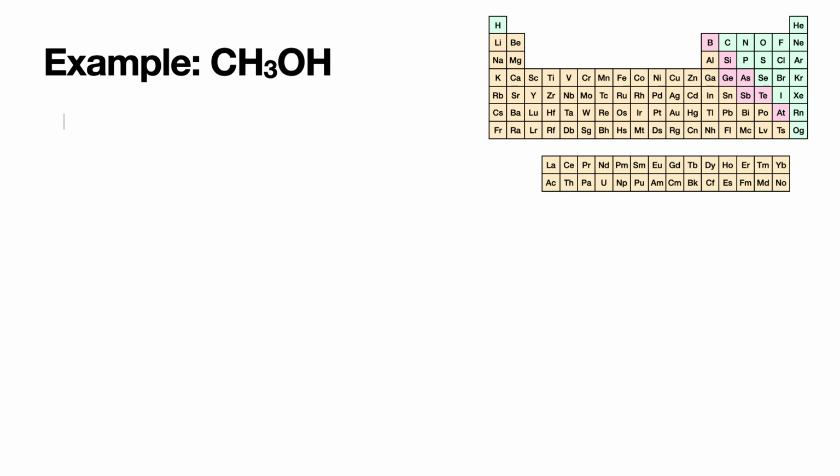And again, we're going to start out by writing Lewis symbols for the atoms in the molecule. Carbon has 4 valence electrons. Hydrogen, again, has 1 valence electron, so we've got 3 of those. And then oxygen has 6 valence electrons, and then we've got the last hydrogen. So these are the atoms in our molecule.